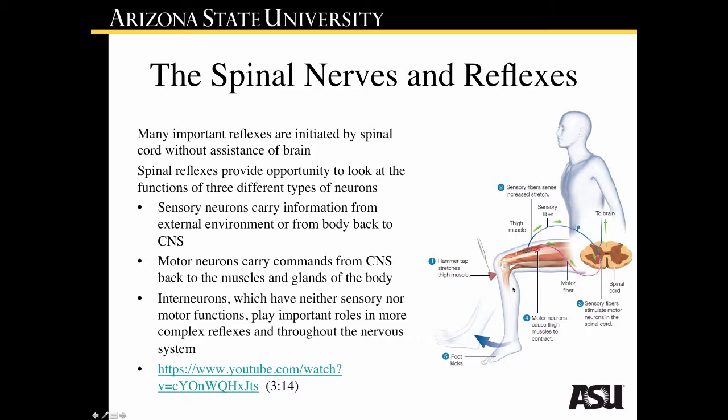There are motor neurons that carry commands from the central nervous system back out to the muscles as well as to the glands of our body. And then there are the in-between neurons, I like to think of them, or interneurons, which have neither sensory nor motor functions, but play roles in more complex reflexes in general throughout our nervous system. So three types: sensory, motor, and interneurons.